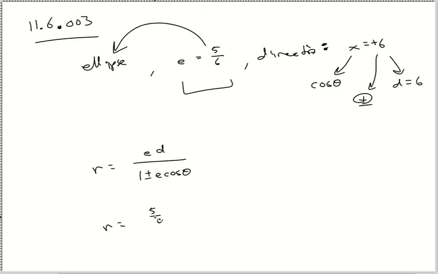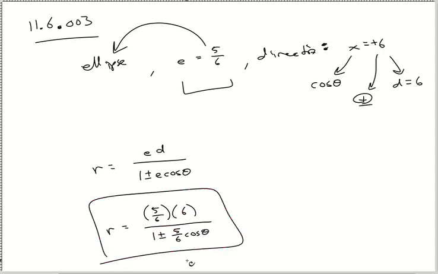And I'm just going to fill in all the pieces. So I got 5/6. D is a 6. Divided by 1 plus or minus 5/6 cosine theta. They want you to include the r equals, I'm 90% sure, because I have them all boxed in like that anyways. And if they say r equals and then a box, go ahead and type just whatever. But if they don't have an r equals, you definitely need it.